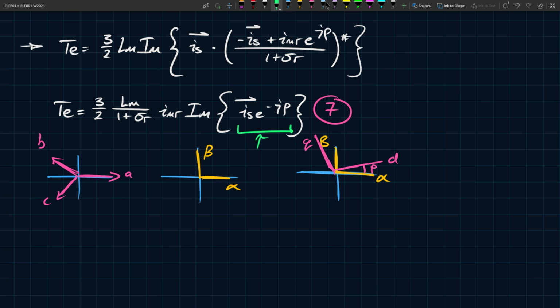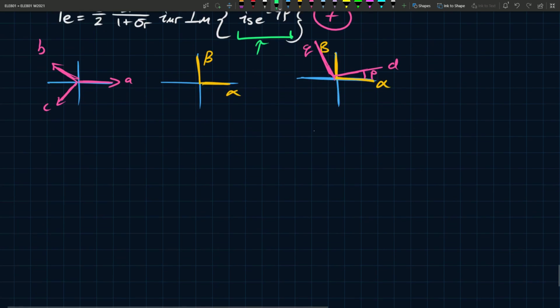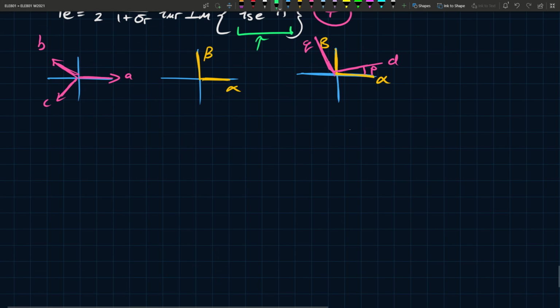Essentially, we say it's a rotated version of the alpha beta frame, and the angle of rotation is rho. The speed at which this rotates, because usually this DQ frame is also rotating, is usually set to be the same speed as the phasor. So that's why everything is in terms of e to the j, or everything has the term e to the j rho.